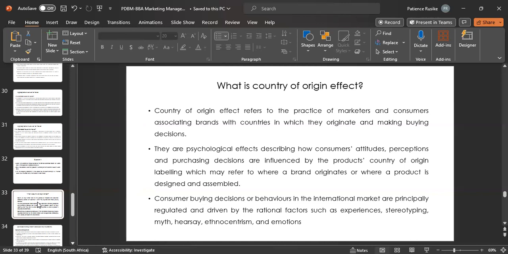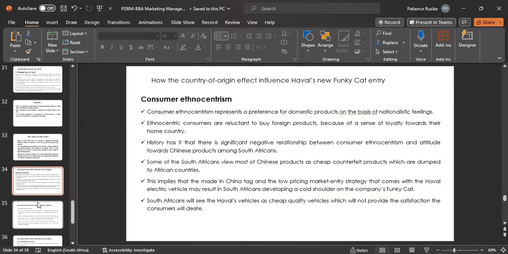Right. So let's go to the next slide. We want to see how the country of origin effect influences Aval's entry into South Africa. So basically, we're talking about the perceptions of the customers in South Africa towards the country of origin of that particular product. In this case, we're talking about China. China is the country of origin for Aval. So what is the perception of the South African market towards Chinese products? That perception influences the buying decision of that particular customer. So that influence has a bearing on whether that product will be able to enter that particular market or not.